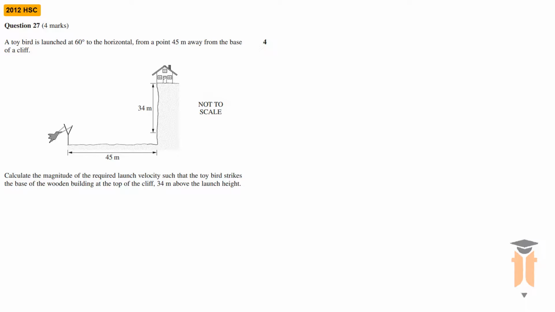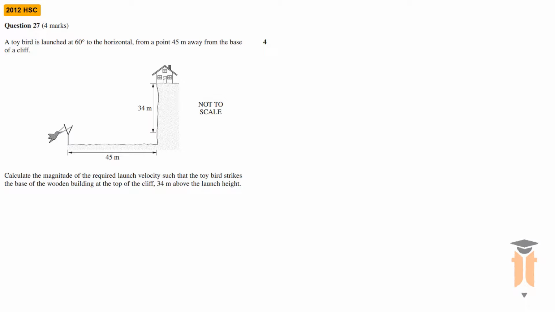And welcome back. In this projectile motion question, we need to calculate the launch velocity so that the toy bird is able to strike the base of the wooden building. Now they've given us the horizontal displacement, which is 45 meters, its vertical displacement of 34 meters, and its launch angle. So now before we attack this question, there are four main equations we need to know how to implement if required.